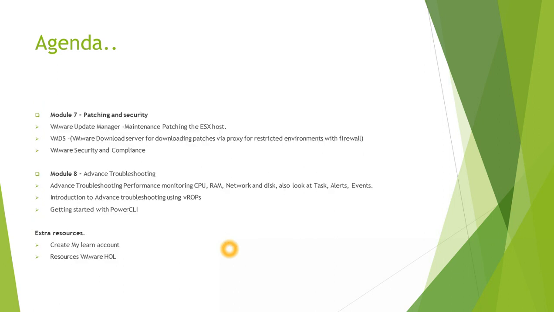Then we'll look into patching. We'll look into security patching, VMware Update Manager, and maintenance and patching with the ESX host. We'll look into VMDS, which is a server you need to install if you have a restricted environment. You can use it as a proxy server to work around your environment if you have firewalls and if your vCenter is not directly exposed to the internet.